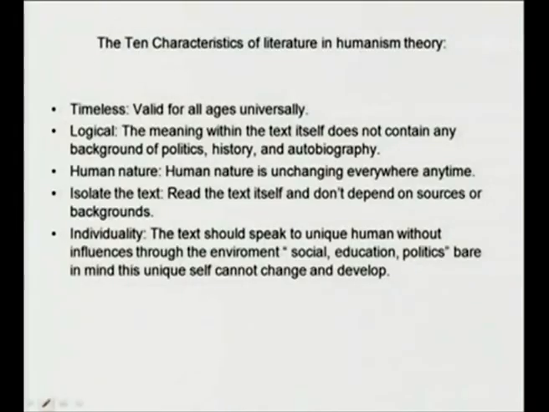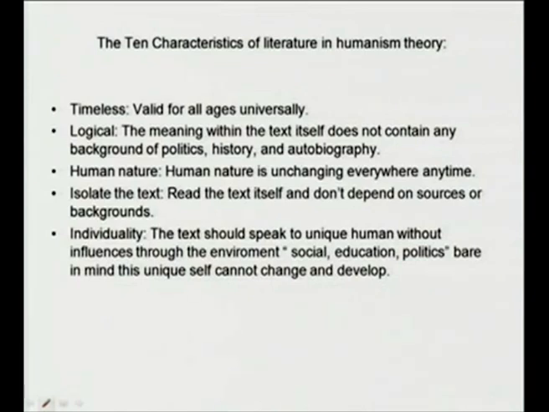Well, so the 10 characteristics of literature in humanism theory, which we had done, that it will be timeless, valid for all ages universally. It should be logical. The meaning within the text itself does not contain any background of politics, history and autobiography. It does not condition your mind to understand what the words say. Human nature is unchanging everywhere, anytime. Isolate the text, read the text itself and do not depend on sources or backgrounds. Individuality, which we said is something should speak to unique human without influences through the environment.